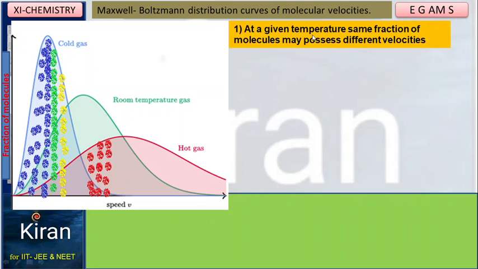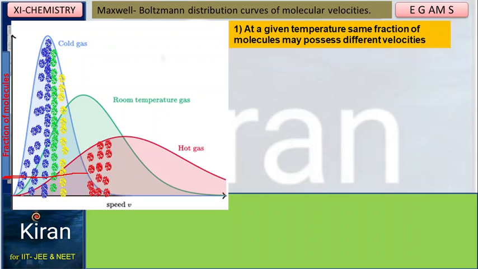At a given temperature, the same fraction of molecules may possess different velocities. See here, this is the fraction. This fraction of molecules, when you observe at this particular fraction, number of molecules, how many molecules are there here? This is the fraction. So at this particular fraction, there are different velocities.